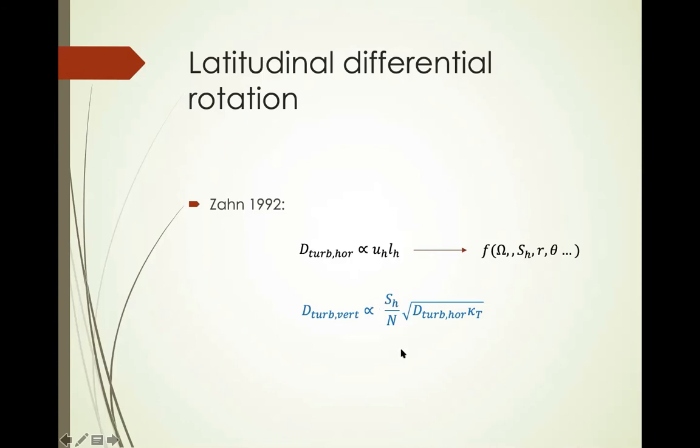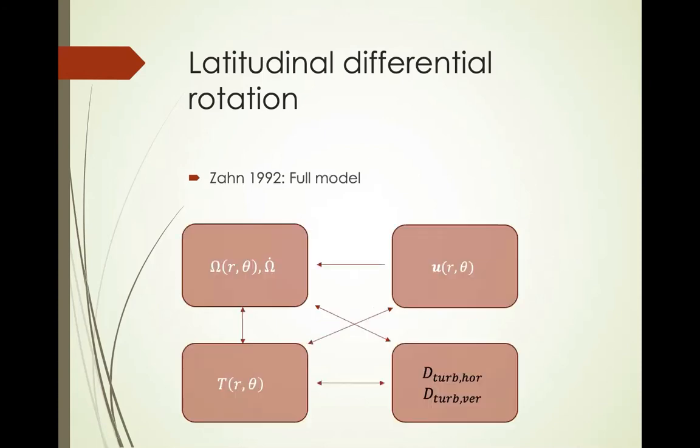And in this process, he comes up with a coefficient that's given by this formula, where S_H is the horizontal shear, N is the buoyancy frequency, and this is the geometric mean of the turbulent coefficient above and the thermal diffusion. With these two coefficients, he then goes on to propose a full model that takes into account both angular momentum transport and energy transport in the stellar interior. Thermal wind balance, as described by Matt Browning in his lectures, relates the angular velocity profile to the temperature profile and to the meridional flows.